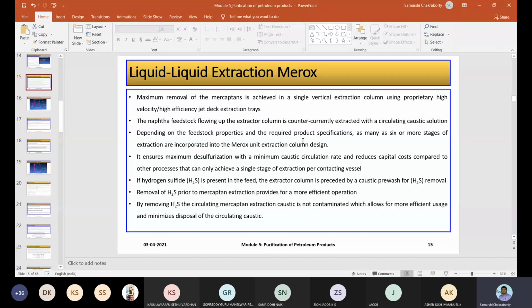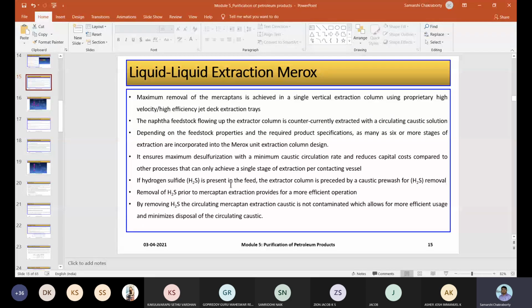So why are we using it multiple times? Because you don't want to use too much caustic. If you are using too much caustic, then regeneration will also incur a lot of cost. That is why you are passing it through 6 or more stages of extraction. So it ensures the maximum desulfurization with a minimum caustic circulation rate, and reduces the capital cost compared to other processes that can only achieve a single stage extraction per contacting vessel.